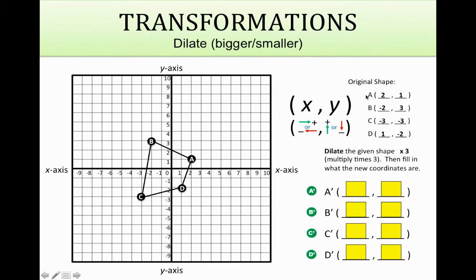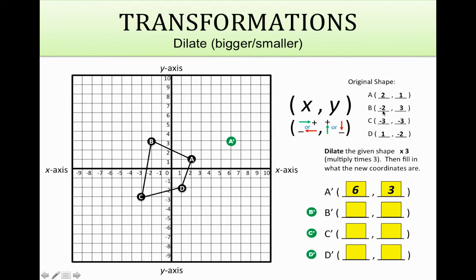So start with A. So 2 times 3 is going to be 6. So that means this number is going to be 6. Come back up here. 1 times 3 is going to be 3. So this number should be 3. So A prime's coordinates are going to be 6, 3. So let's grab A prime over here. And it's going to go 6, 3. So over 6, up 1, 2, 3. Should be right there. Now, since it's going to be 3 times bigger, it's going to look massive when you compare it to the original.